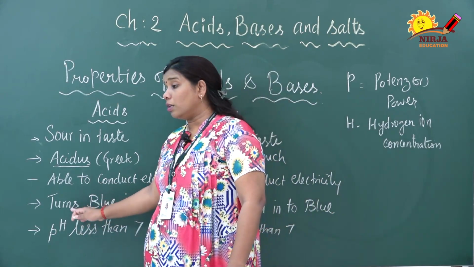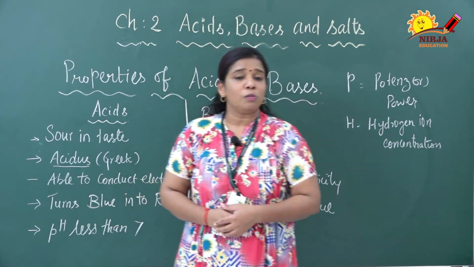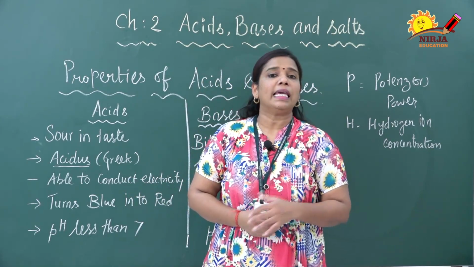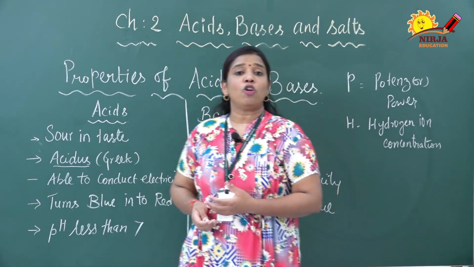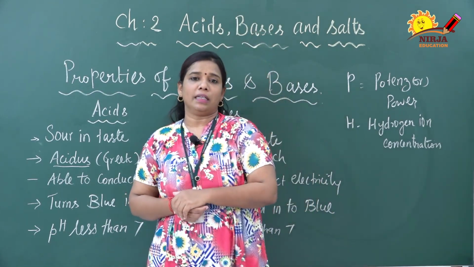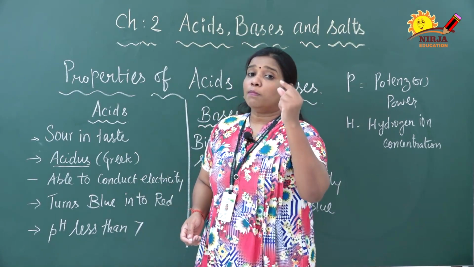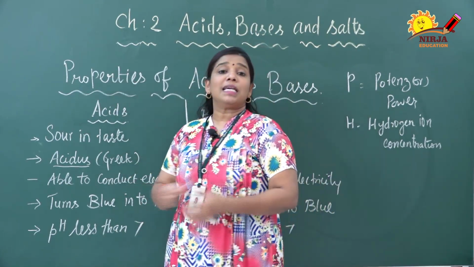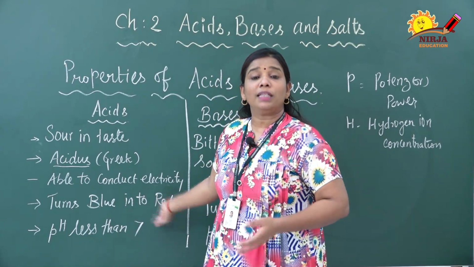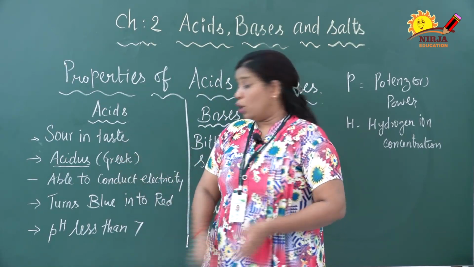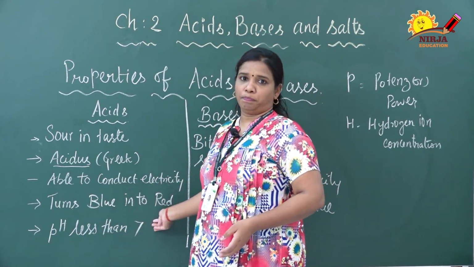Next, it turns blue litmus into red litmus. So what is litmus? Litmus is nothing but an indicator. How do we come to know, without tasting, whether it is an acid or base? With the help of an indicator. What is an indicator? We will discuss later. When we dip blue litmus paper inside the acid, it changes into red color. So we come to know that the substance is an acid. So it turns blue litmus paper into red.